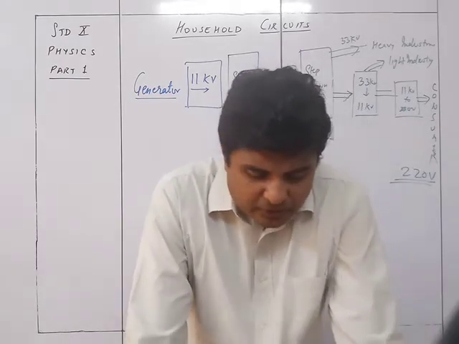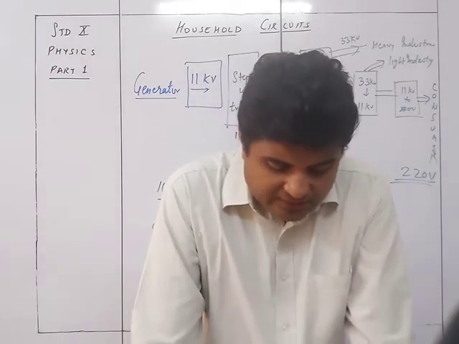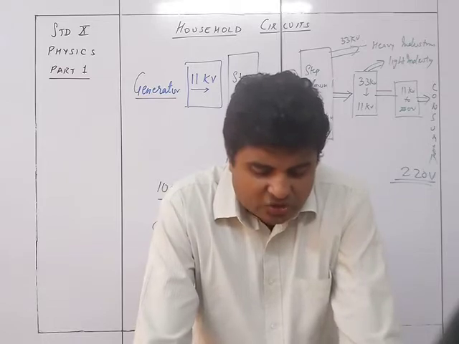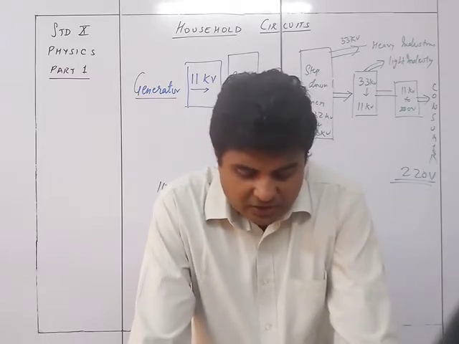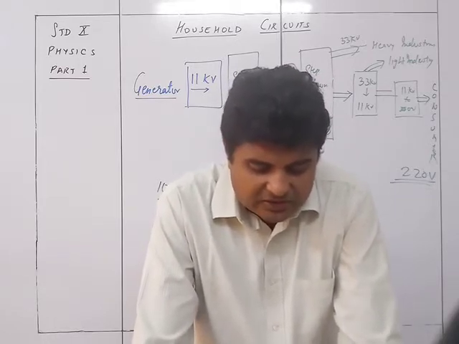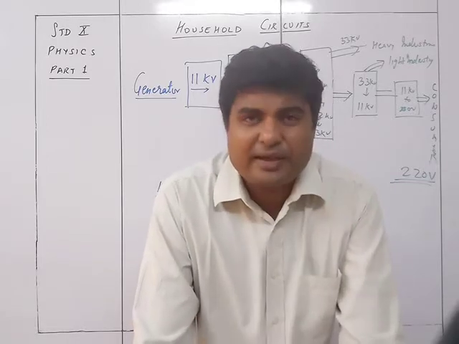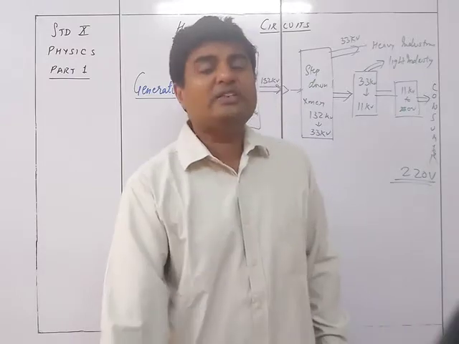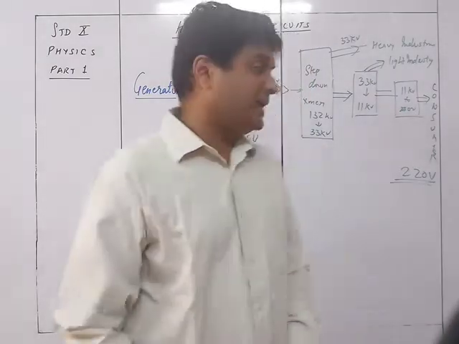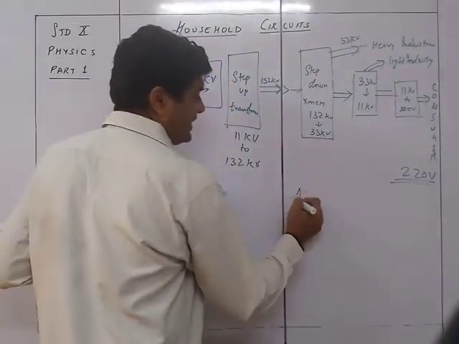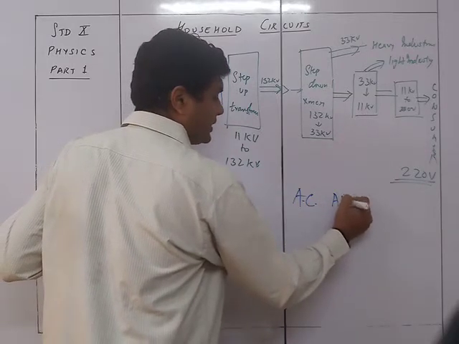Since it is not possible to step up or step down the DC voltage, the voltage generated is alternating, of frequency 50 Hz. Its polarity or terminals change 100 times a second, 50 times plus and 50 times minus. So we see that the current which is going to be supplied to us is an alternating current. It's AC current, which is alternating current.